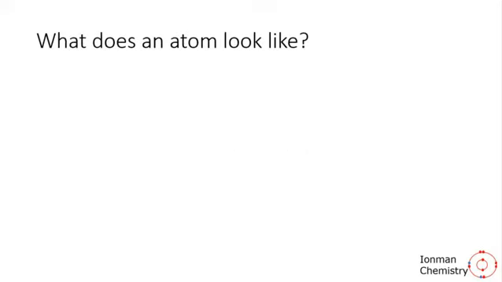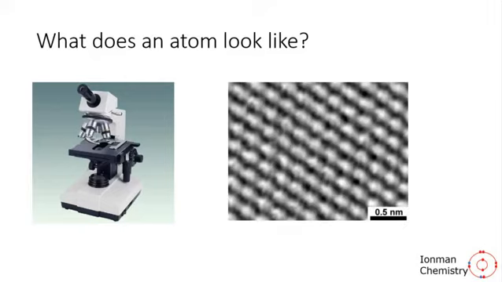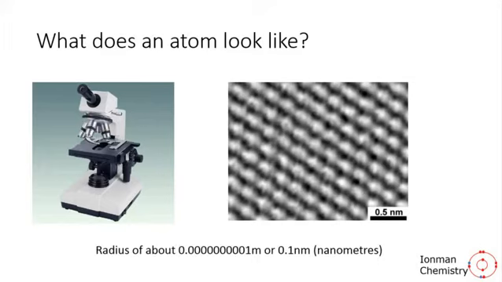So what does an atom look like? Well, you can't see an atom with your eyes, and you can't even see an atom with the light microscope. The most powerful light microscopes in the world would never be able to see an atom. However, there are other types of microscope that don't use light, and they have been able to create images of atoms that show they look a bit like that. Pretty interesting, I think you'll agree. Now, the reason we can't see atoms with our eyes is because they are so small. Atoms have a radius of about 0.1 nanometers, which is pretty tiny. It depends a little bit on what the atom is.